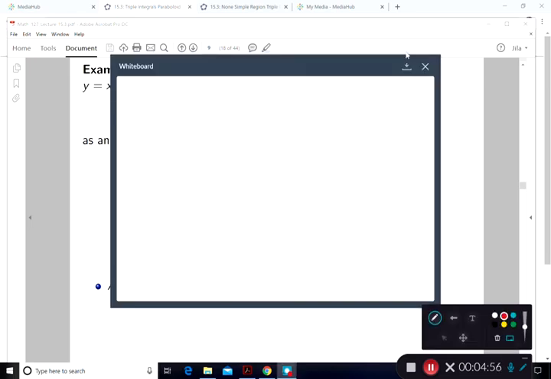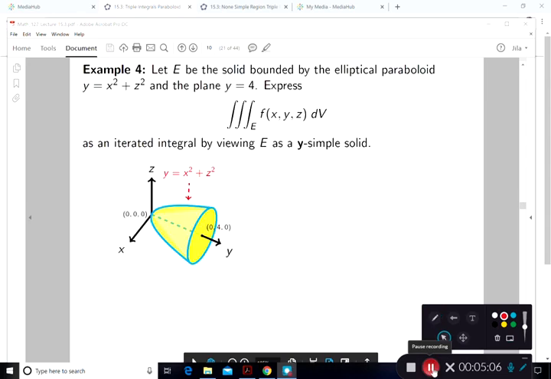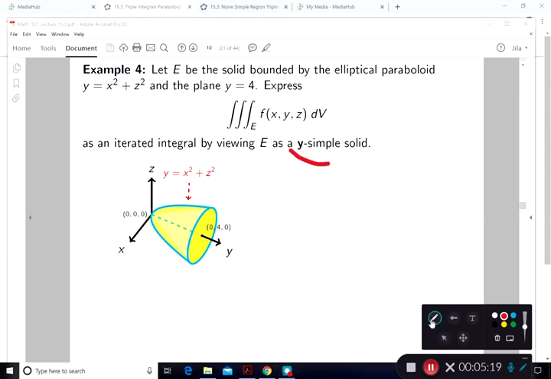Now, the next question is, is this the only way to do this integral? So we're going to move on to the next slide. This example is asking us to do the same integral that we did in example 3, but this time as a y-simple solid, in the y-simple direction. So let's look at the shape that we have here.